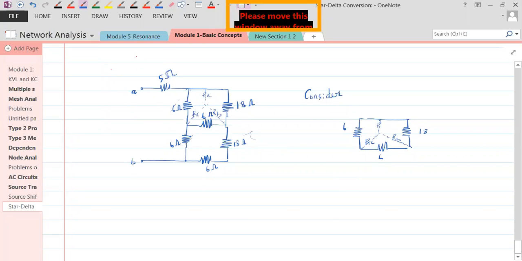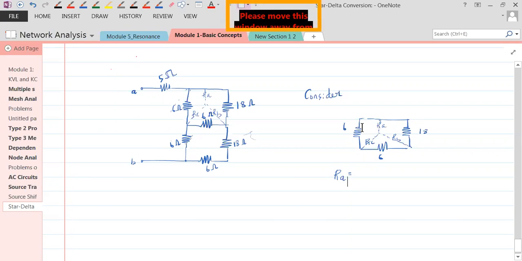Let me call this RA. Now everybody watch this. This is 6 ohms. What is RA here? You need not write the equation. Just by seeing this, we are obtaining the star. So in star, when you're obtaining a star, how to obtain RA?